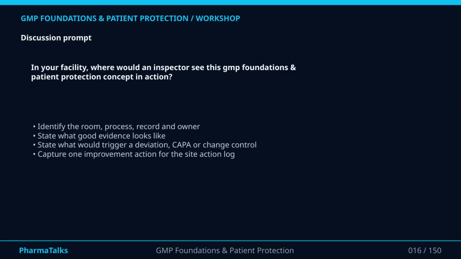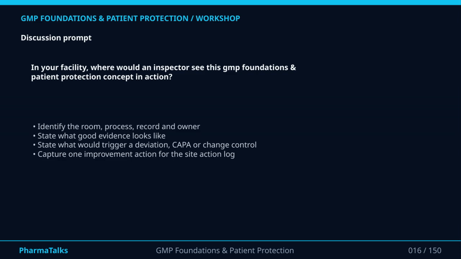Let's take a moment to think about how the GMP foundations and patient protection principles are actually applied in your facility. Consider a specific area. This could be a room, a process, or even a particular record. Identify who is responsible for it, the owner of that process. Then, reflect on what good evidence of compliance would look like in that context.